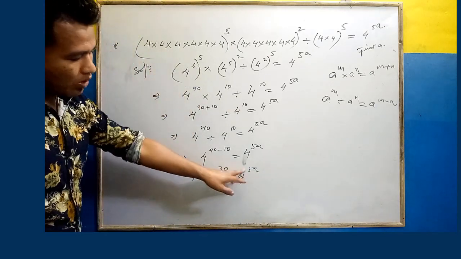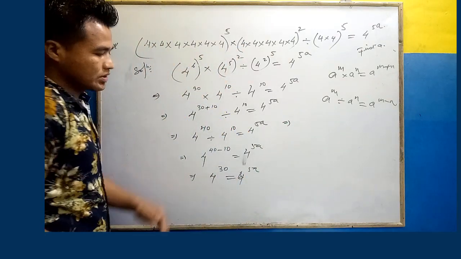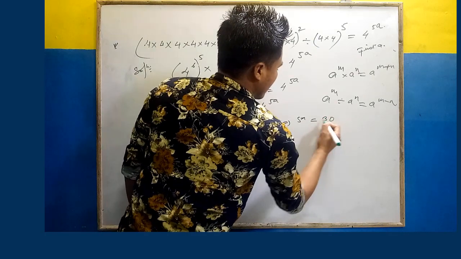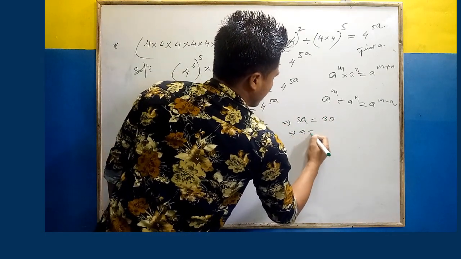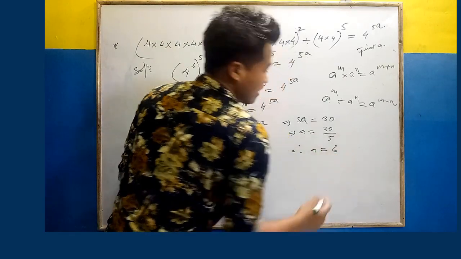Again, both the bases are same, so they cancel out each other. What is remaining? 5a is equal to 30. So a will be equal to 30 divided by 5. Therefore a equals 6, since 5 sixes are 30.